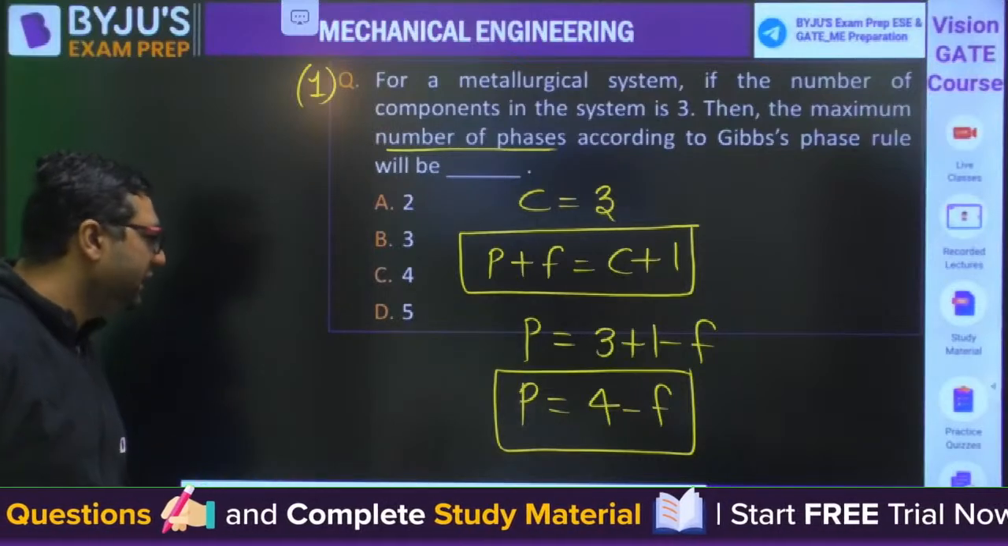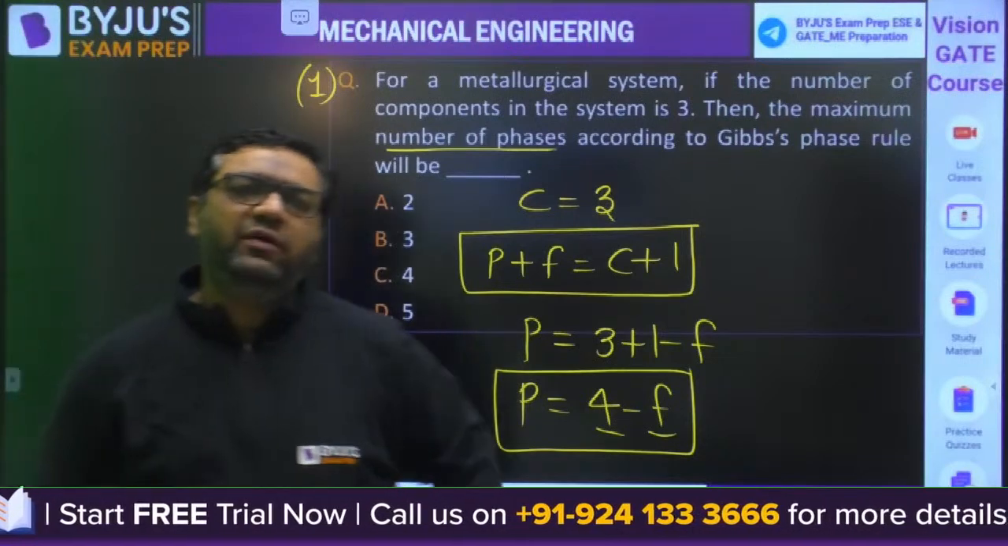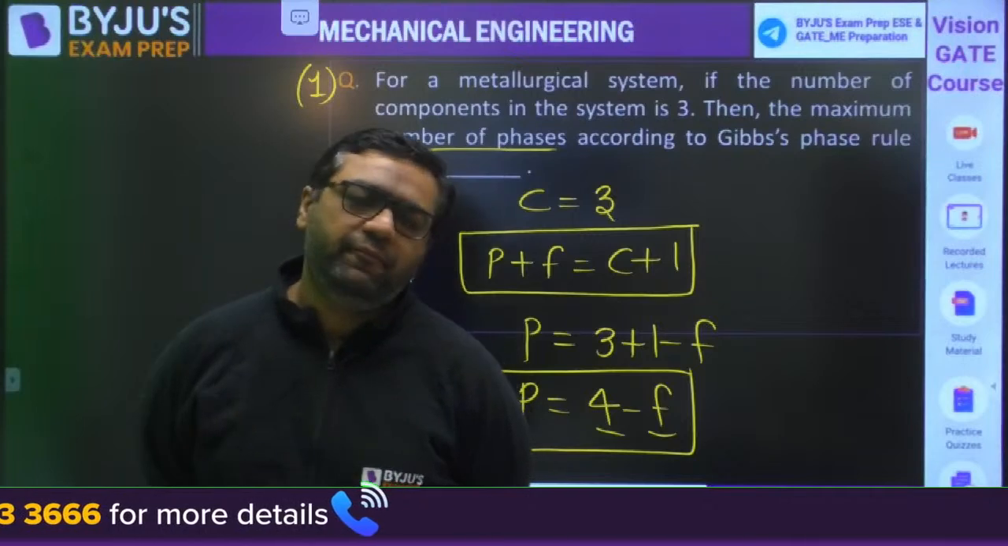If you see here, we have 4 minus F. Can you tell me what can be the minimum value of degree of freedom?